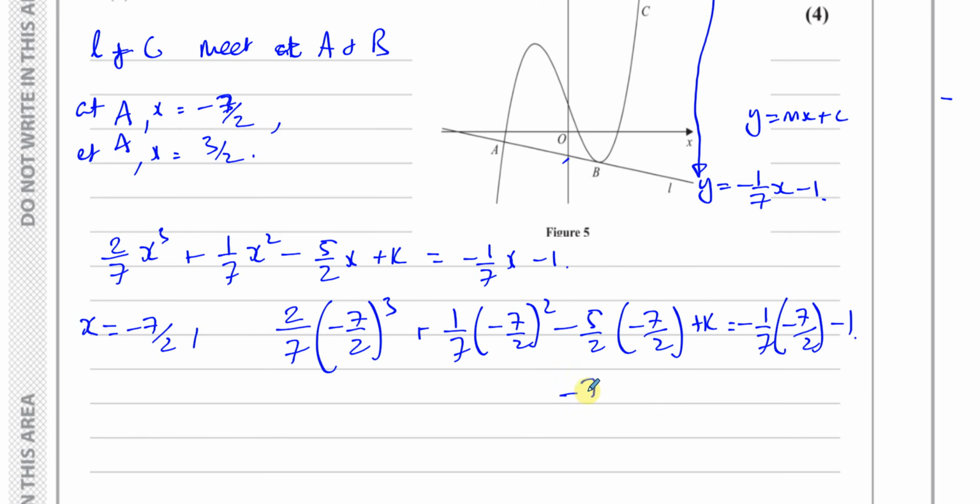So that's minus 7 over 4, and that's going to give you plus a half. Minus 7 over 4 plus k, sorry, I forgot the plus k there. Okay, plus k is equal to, now the 7's cancel out, that's going to give you a half. That's going to be plus a half minus 1. So that's going to give you minus a half. So minus 7 over 4 plus k is equal to minus a half.